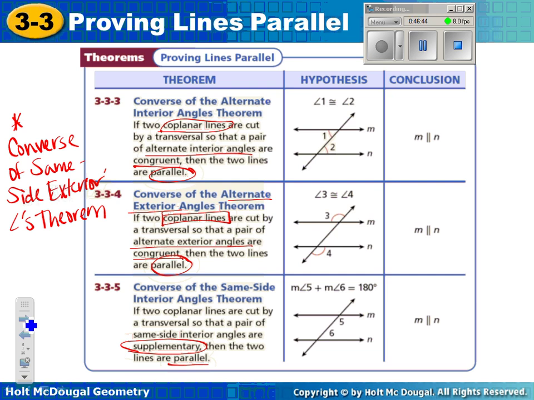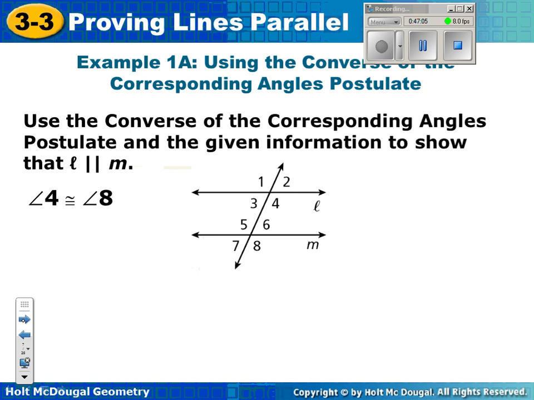What word has to be on the theorem in order for it to prove lines parallel? Converse. When you're giving me an answer and you're trying to back up why lines are parallel, your reason has to have converse. Okay, that's the thing that a lot of students make a mistake with, is they leave off the converse and then it's wrong. So let's look at some examples.